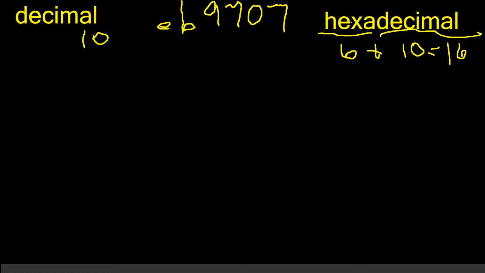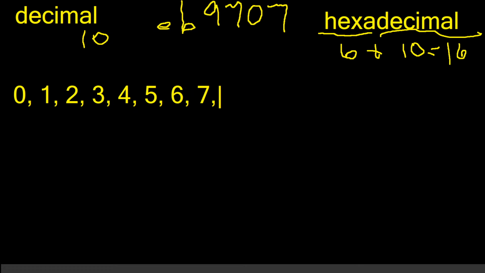Right? So in hexadecimal, what we're able to do here is we're able to expand past our numbering system. And we do that with letters. Right? So we start with 0, 1, 2, 3, 4, 5, 6, 7, 8, 9, 10, 11, 12, 13, 14, 15.